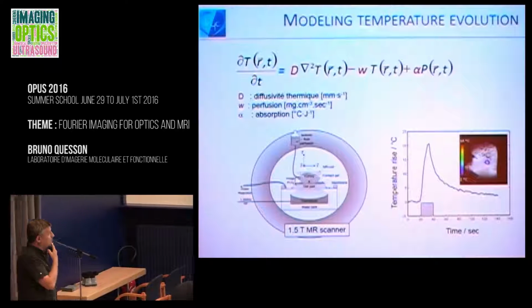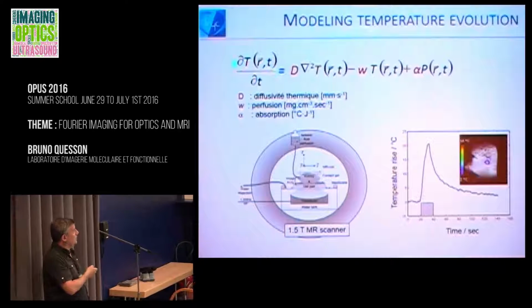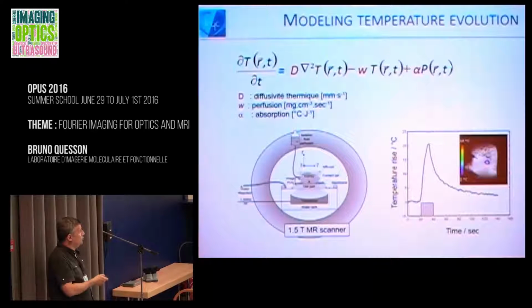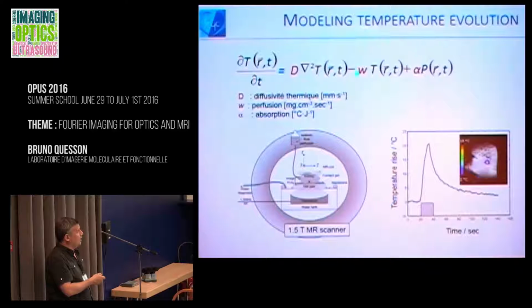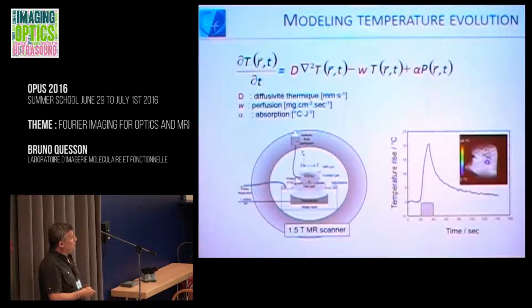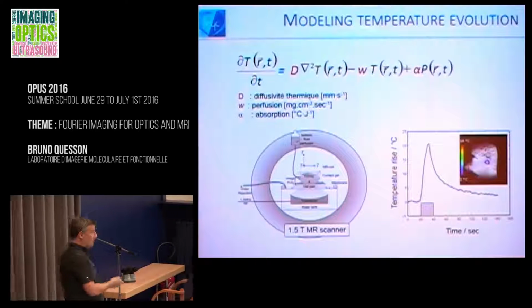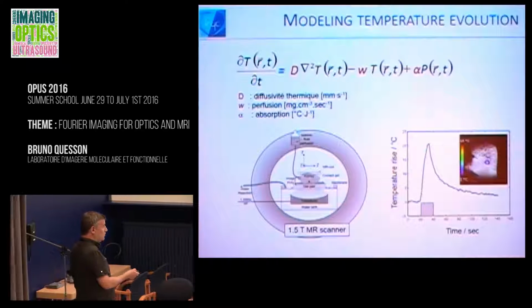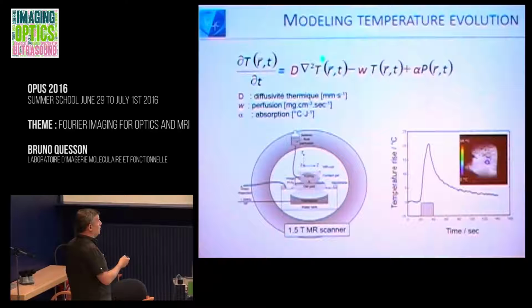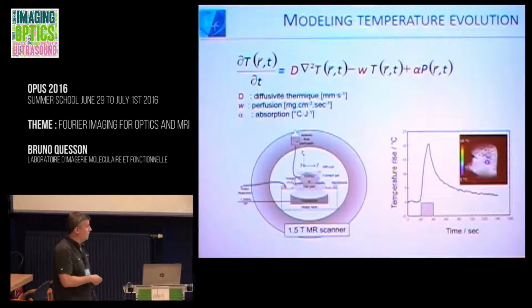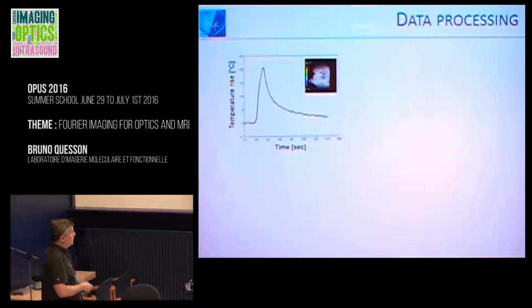Can we model it? Yes, we can. So we use the Bioheat equation, which is a diffusion equation. This is the diffusivity, the perfusion, and the source energy, the absorption. What we did to test if this equation is valid is to use ex vivo kidney from a pig. You perfuse this kidney and you put this on top of a transducer inside the MR, and you make temperature measurements. You're heating with energy, then you see a temperature increase, and then a cooling, which is a combination of diffusion and perfusion.